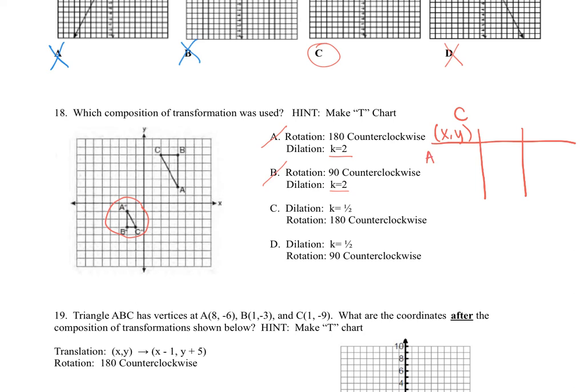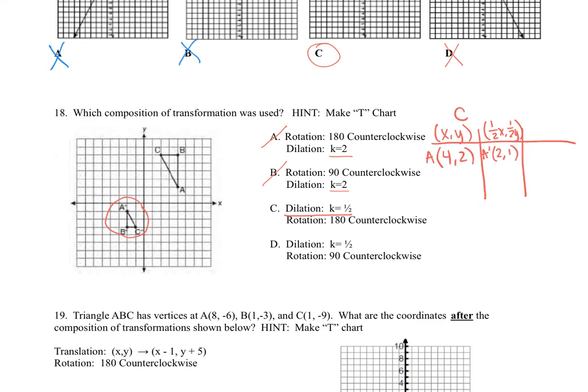I'm gonna go with point A. So the original coordinate A is at 1, 2, 3, 4 to the right and up 2. Now the first transformation, they said they wanted a dilation with a scale factor of 1/2. So that means we're going to multiply both the X and the Y by 1/2. So A prime, half of our X, which is 4, is 2, and half of 2 is 1.